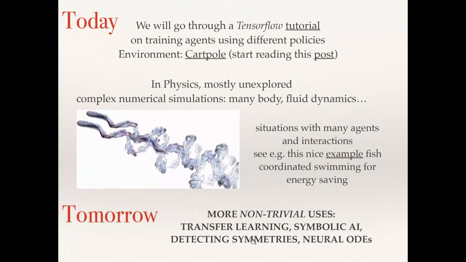So tomorrow we will talk about transfer learning, which has lots of applications in real-life contexts and some in particle physics. Then we will talk about symbolic AI, or the fact that one can use AI to try to detect symmetries in our data sets, or even use machine learning to solve numerical problems like ordinary differential equations faster. And on the last day, we'll do explainable AI.